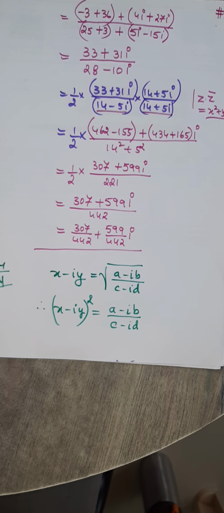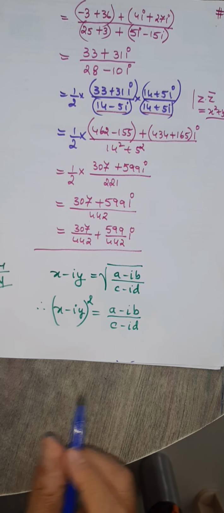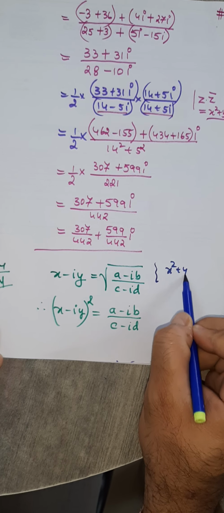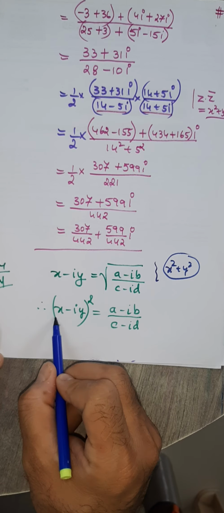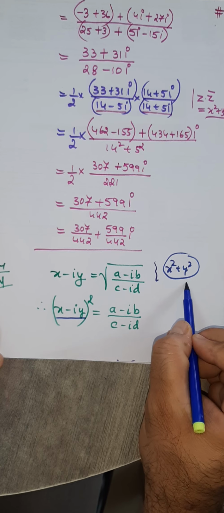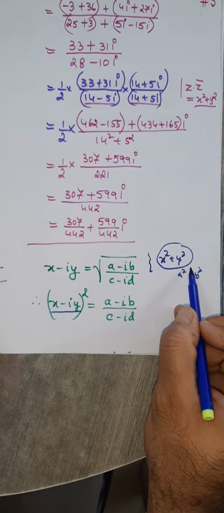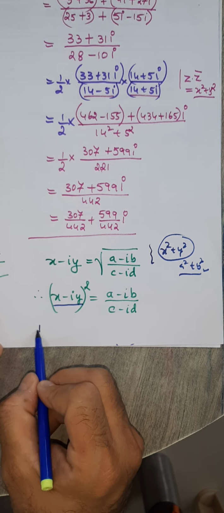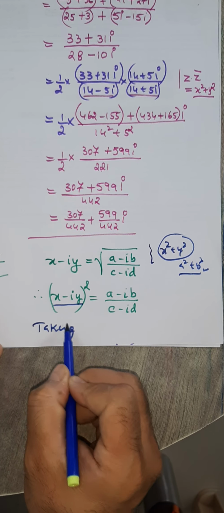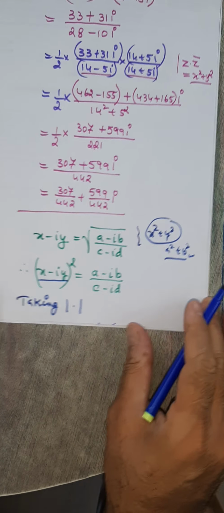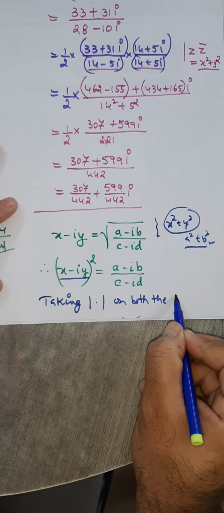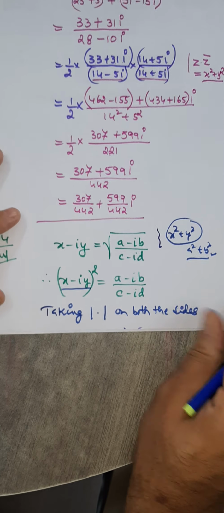Okay, now if you just observe the required expression, you want x square plus y square. On the RHS, you want a square plus b square, if you just notice. Now that is nothing but the modulus of this. So that is the magnitude of this. So what I'll do is take modulus on both the sides.